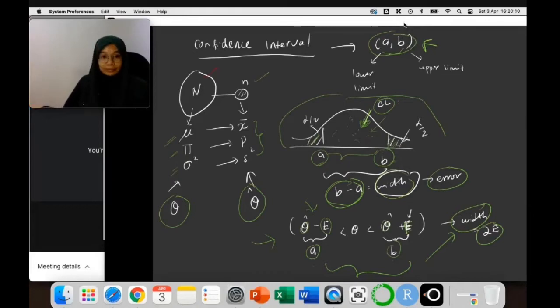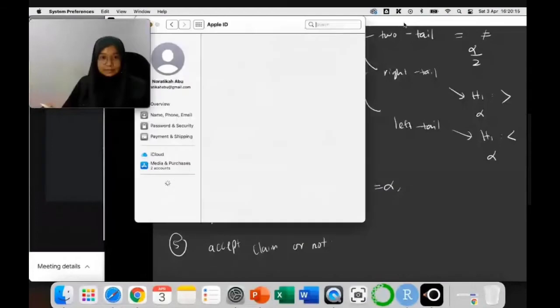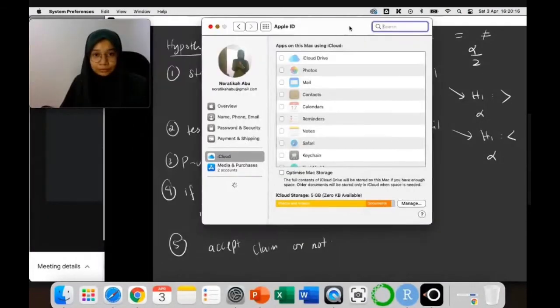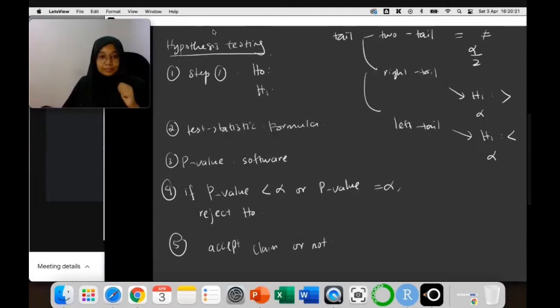Okay, how about the hypothesis testing? So for hypothesis testing, we have 5 steps actually. Okay, so hypothesis testing ni kita nak test kita punya parameter. Okay, kita buat claim, state the claim, and we want to test our claim. Is it correct or not? Do we accept our claim or not? Alright, so we call it hypothesis testing.